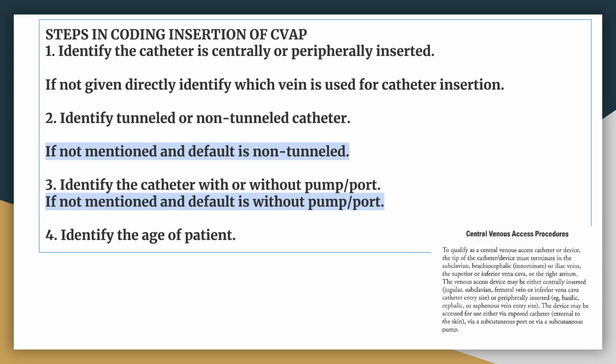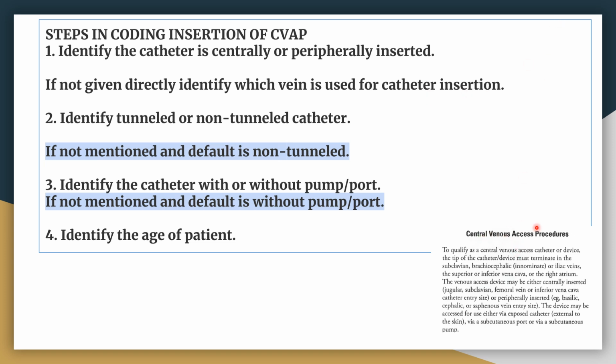So what are the steps one must take to solve the question? First of all, identify the catheter, whether it is a centrally or peripherally inserted. If it is not given directly, identify which vein is used for the catheter insertion. Okay, because many a time they will give you the name of the catheter, but if they want to test your knowledge, rather than giving the CVC or PICC, they will say that the catheter ended in the cephalic or the catheter started with the subclavian. So you should be able to find that out too.